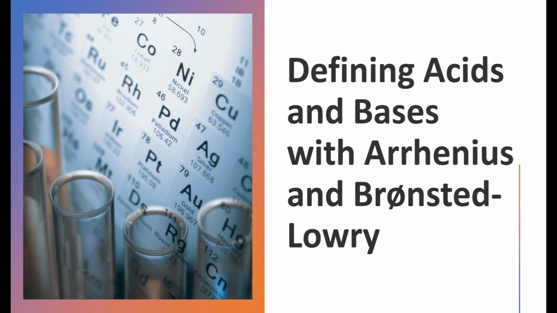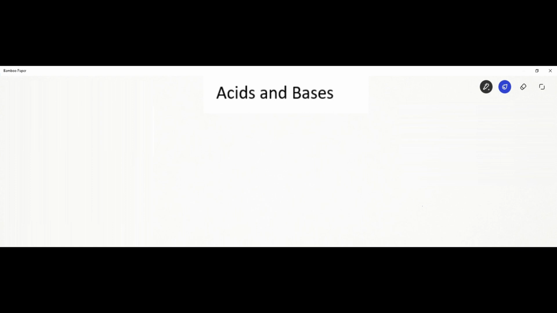In this video, we are going to define acids and bases, and specifically we're going to use two different definitions. We're going to use the Arrhenius definition of acids and bases, and then we are going to use the Bronsted-Lowry definition of acids and bases. Let's get started. Let's start with our simplest definition of an acid and a base. We'll start with our Arrhenius definition.